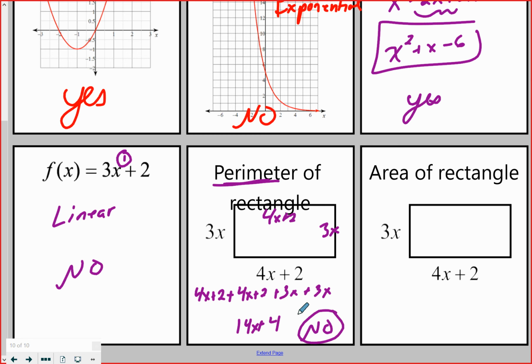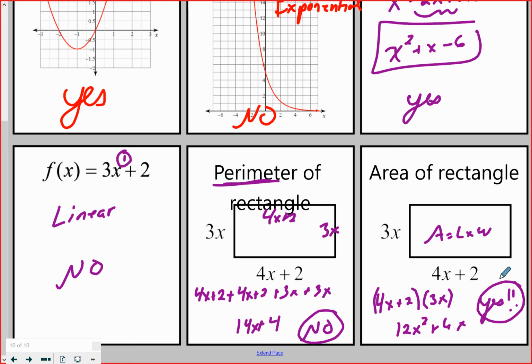But if I look at the other one, I have the area of a rectangle. Well, the area of a rectangle is A equals length times width. Now I see that I'm multiplying. So if I take these two and I want to find the area of that rectangle, I'm going to multiply them out. And if I do that, I get 12x squared plus 6x. Well, now that I see that I have my exponent of 2, I see that this is going to be a quadratic model. So therefore, I'm going to say yes, this is a quadratic model.